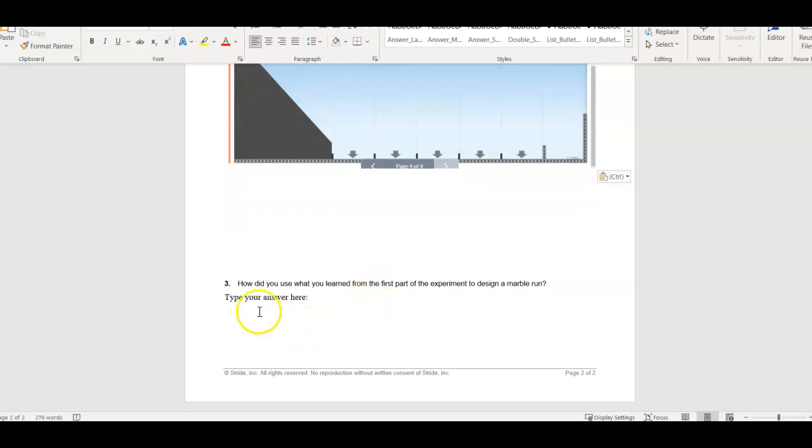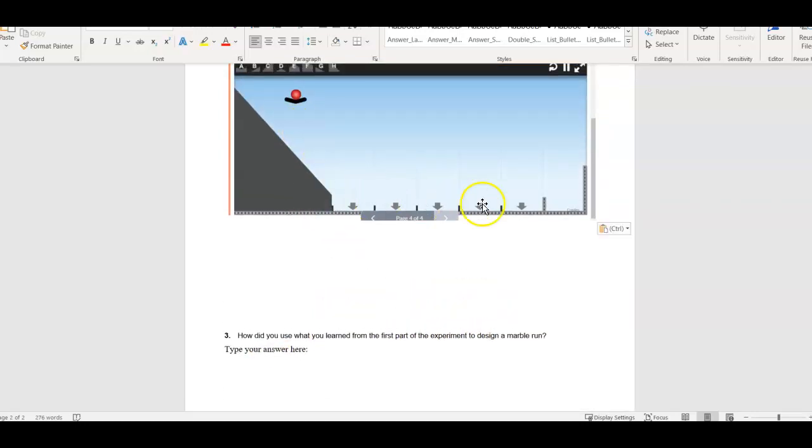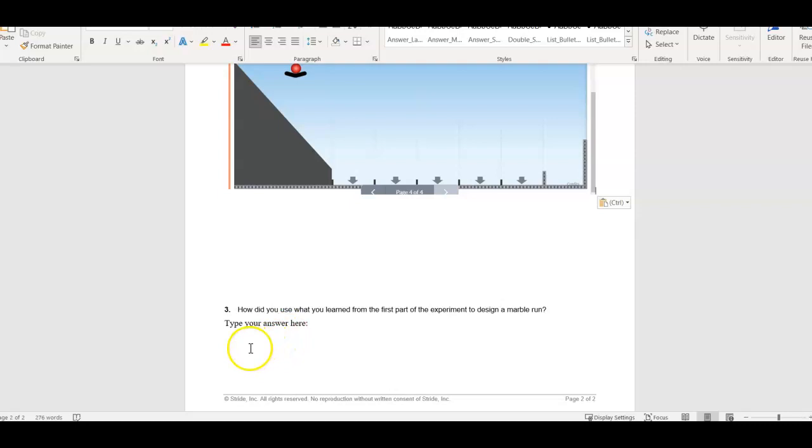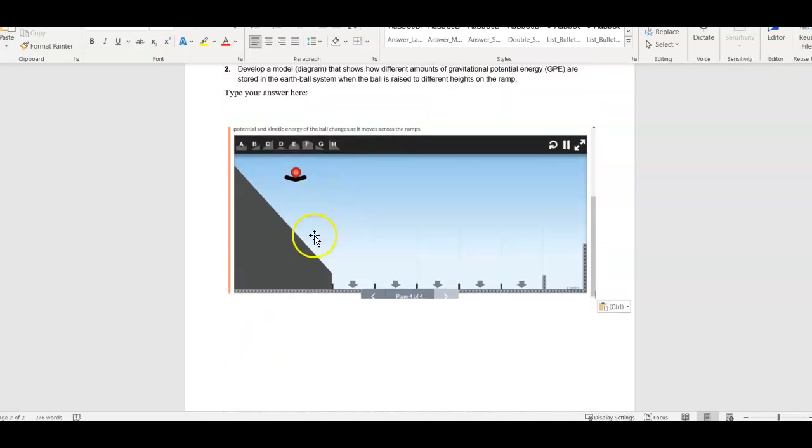And then the final part here is just saying, using what you learned, how did you design it? So then you're going to explain, what did we do here to get the ball over to this side? What worked? Okay, so trial and error. Make sure you're answering your questions thoroughly, explaining what design worked. Okay, so you'll have this here.